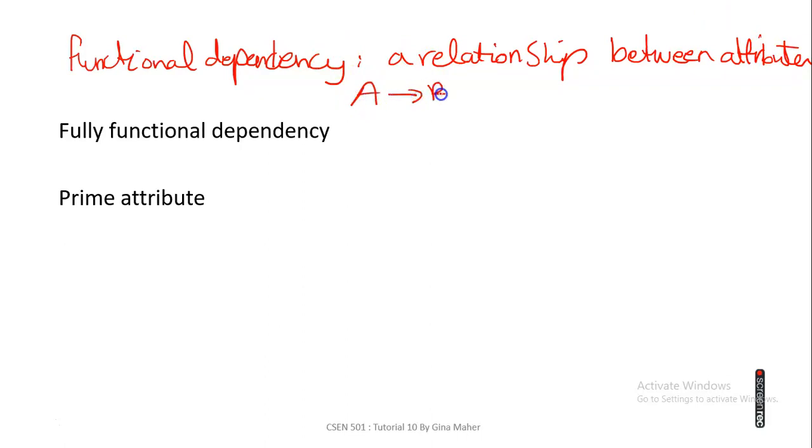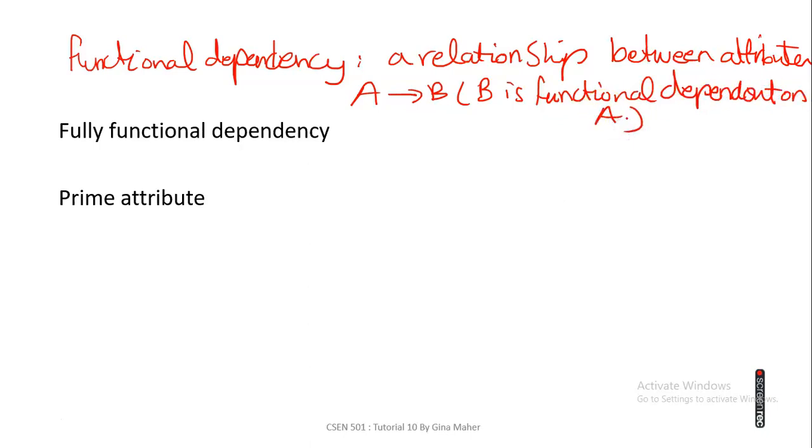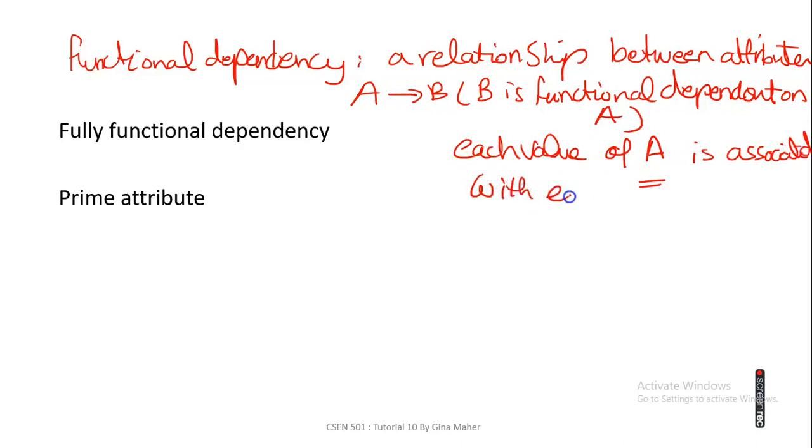When we say A implies B, this means that B is functionally dependent on A. Which means that if we state that B is functionally dependent on A, each value of A is associated with exactly one value of B. So in order to decide whether B is functionally dependent on A or not, we should check that each value of A is associated with exactly one value of B, which means that the value of A uniquely determines the value of B.